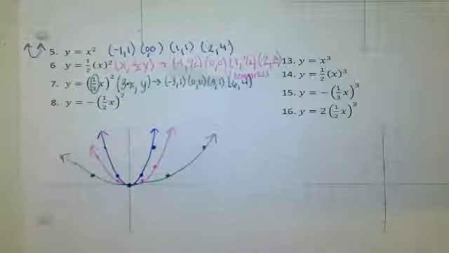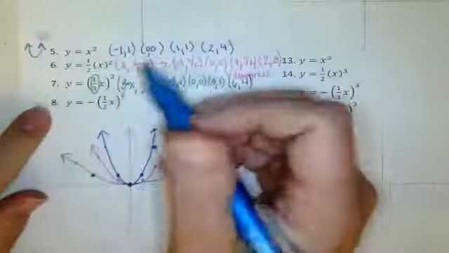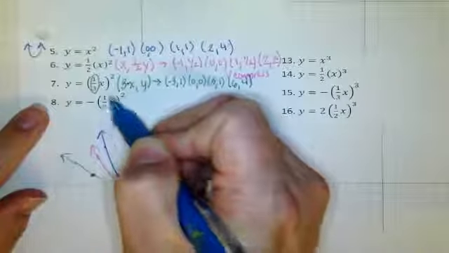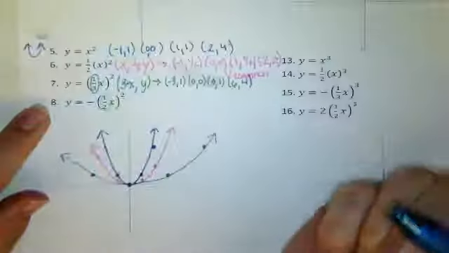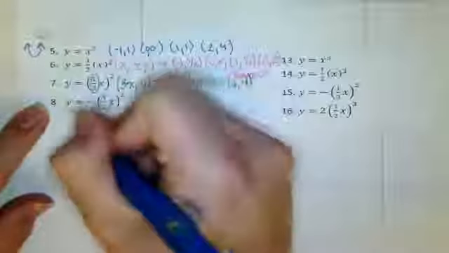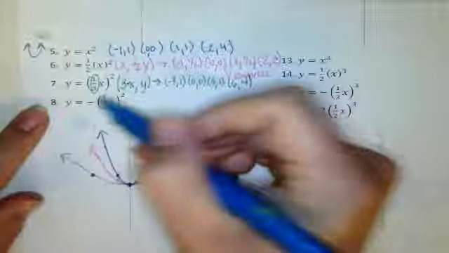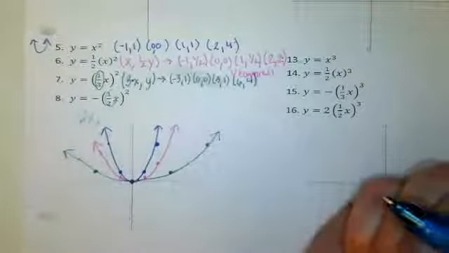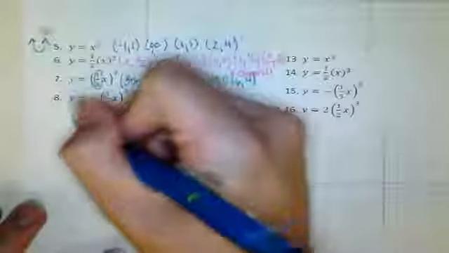All right, on number 8. Number 8's interesting. How many transformations do we have? 2 transformations. Very good. And so I'm going to look at the inside here. Inside with x, what do we need to do to our x coordinate? Multiply it by 2. 2 times the x coordinate. Then the negative is on the outside, which is going to affect the y values. What do we do to those y values?